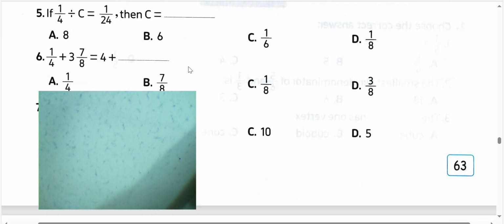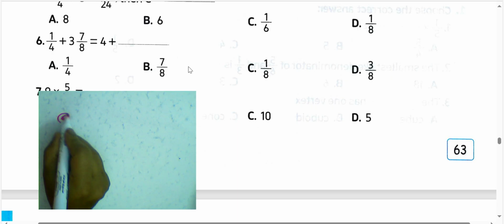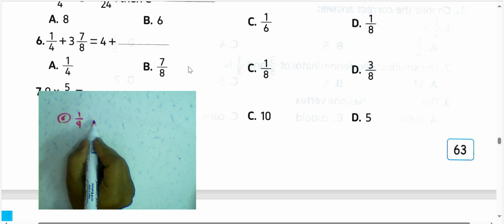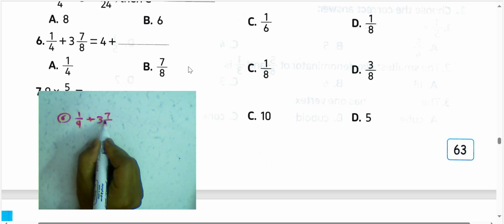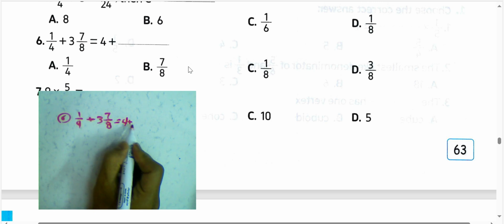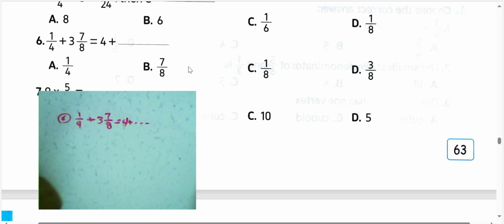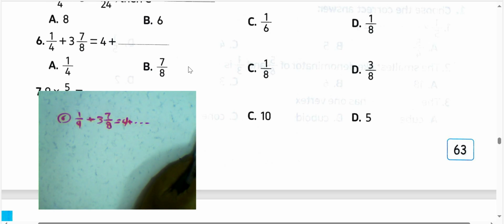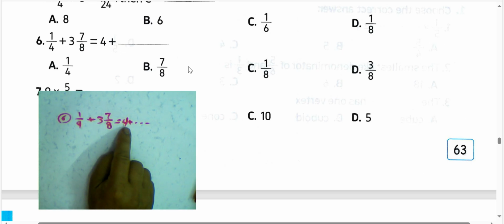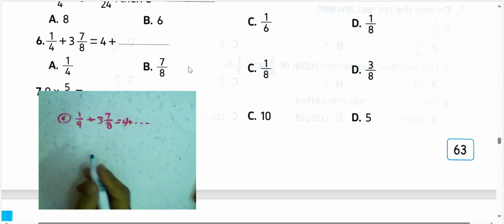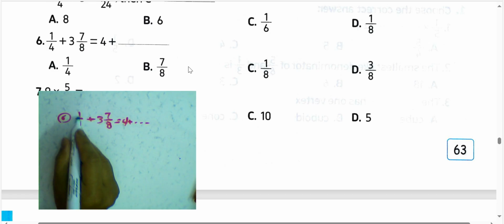Next question. Four plus 3 and 7 over 8 equal 4 plus what? We can add two numbers together to find the result and then subtract by 4. Okay? Look at me here. We can write 1 over 4.